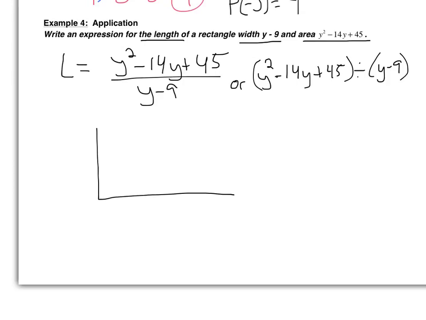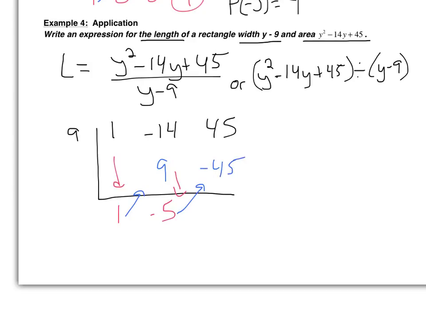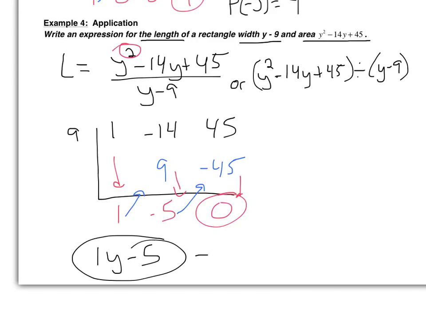We have 1, negative 14, 45, and we're dividing by y minus 9, which is really 9. 1 comes down, multiply by 9, and going down I get negative 5. Multiply negative 5 by 9, I get negative 45. Add that, I get 0, which makes sense because there shouldn't be a remainder. And we started off with y squared, so now our answer is going to be 1y minus 5, and that is the length.